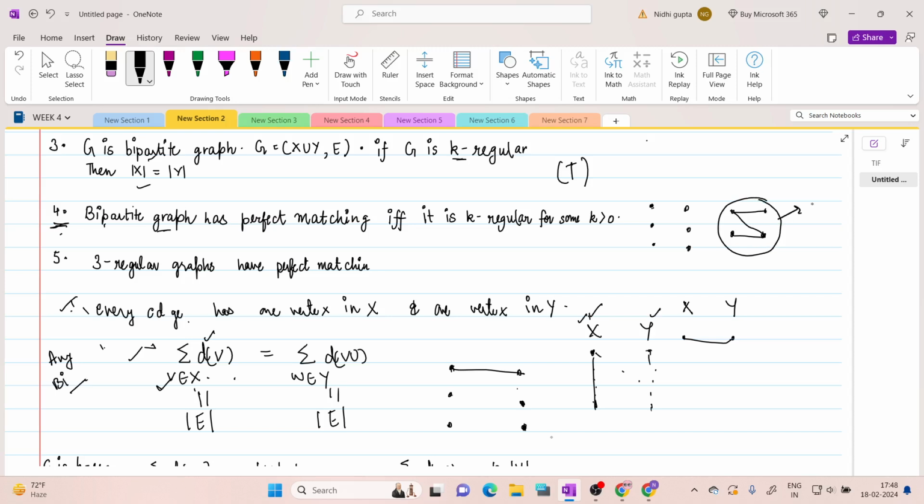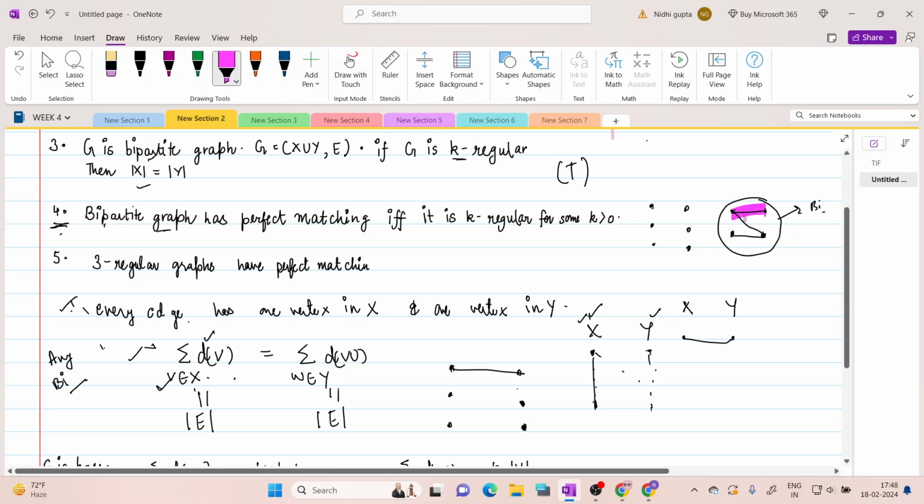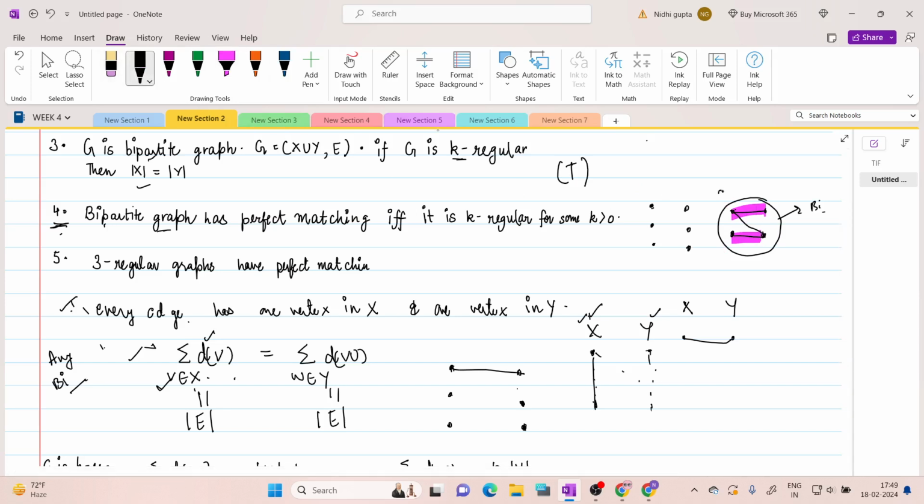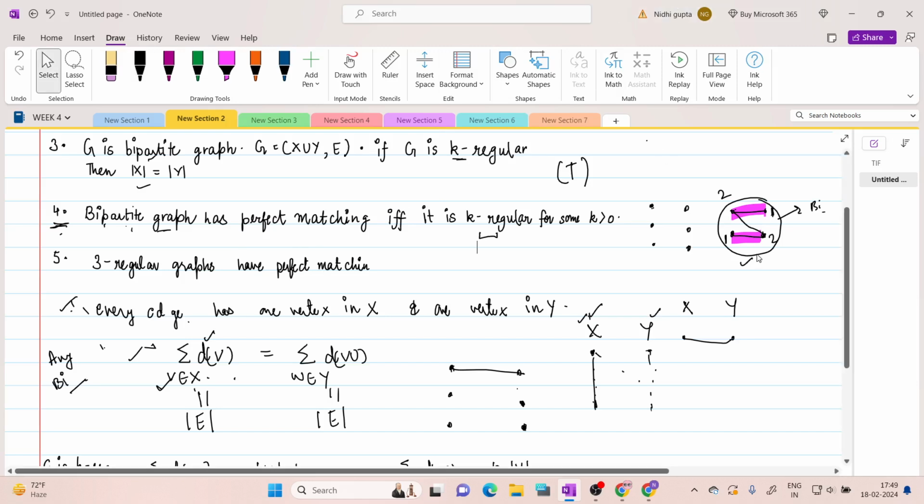So this is an example of a bipartite graph. It has a perfect matching, right? We can just take these two edges. But this is not k regular because this has degree 2, this has degree 2, but these two vertices have degree 1. So it is not a regular graph, but it has a perfect matching. So the converse of the statement is not true. We only have that if a bipartite graph is k regular, then it will have a perfect matching. But the other way around is not true, that if a bipartite graph has a perfect matching, then it has to be k regular. We can see this by this example.